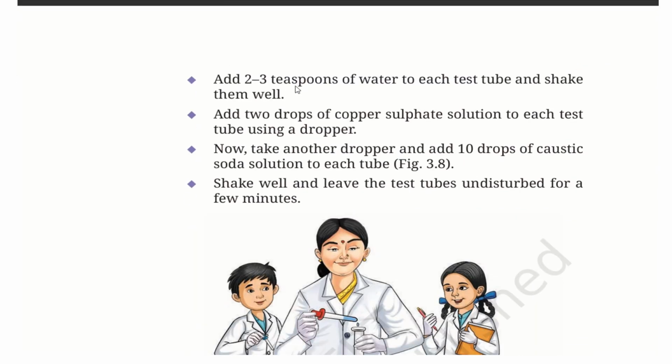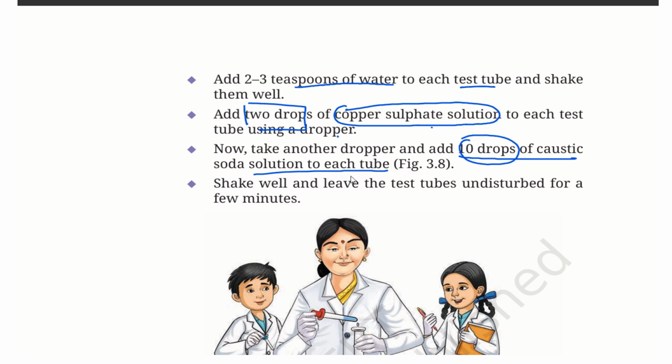Now add 2 to 3 teaspoons of water to each test tube and shake them well. Add 2 drops of copper sulfate solution to each test tube using a dropper. Now take another dropper and add 10 drops of caustic soda solution to each tube. So first you add 2 drops of copper sulfate solution, and then with another dropper you add 10 drops of caustic soda solution to each tube. Then shake well and leave the test tube undisturbed for a minute.